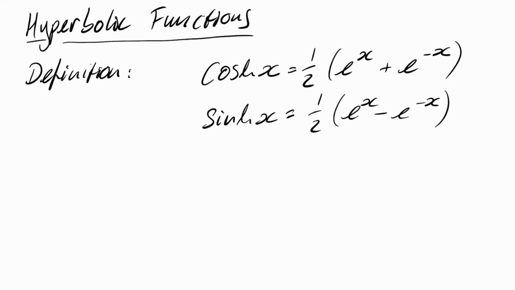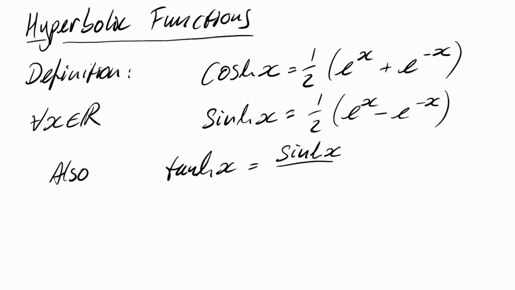These are defined for all x in R, simply because the exponential is also defined for all x in R. We can also define hyperbolic tangent, or tanh x, as sinh over cosh. Cosec and sec also have similar definitions to trig. Now, what is the reason for defining these? Well, it turns out they behave a little bit like trigonometric functions.